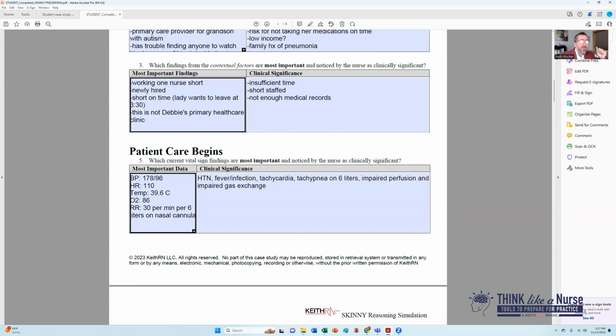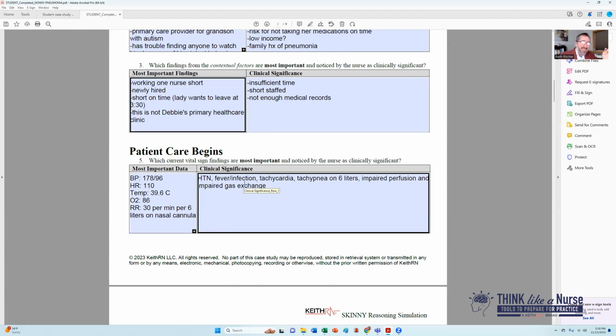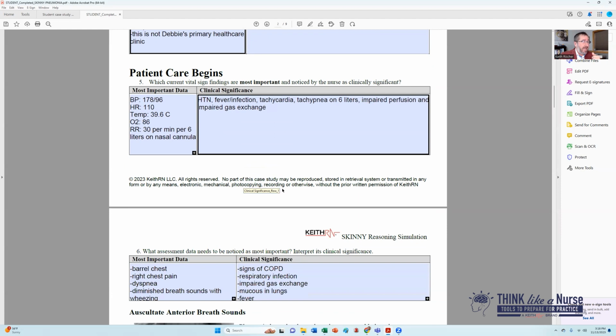And now we've got the vital signs. You can see that she noticed the blood pressure being high, the heart rate being high, the fever, the SATs, the rate. There's a lot going on, but look at the significance. The student didn't really understand the why and what's really driving that. They noticed it, but they didn't really understand the physiology and the pathophysiology of why that data is what it is.